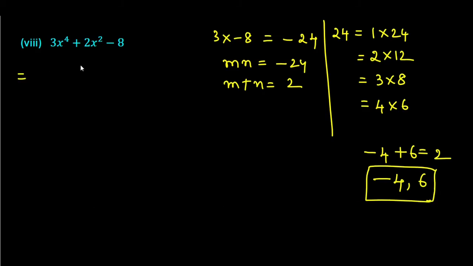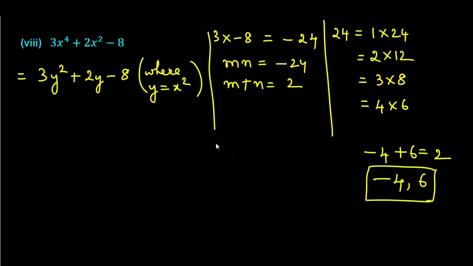Now this can be written as, we can take x square. Instead of x square, we have x power 4 here. We can write it as 3y square plus 2y minus 8, where y is equal to x square. Now this is a quadratic polynomial. Let us proceed.